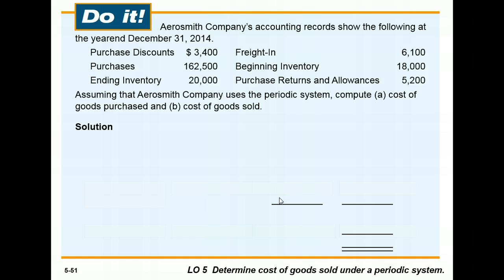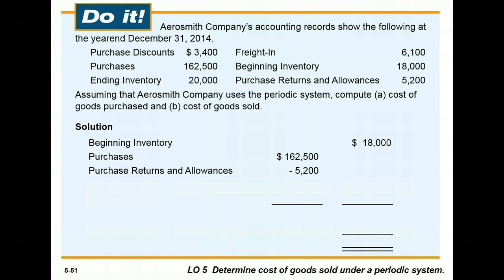So, Aerosmith Company's accounting records show the following at the year end, December 31st, 2014. It gives us our purchase discounts, our purchases, our ending inventory, our freight, beginning, and purchase returns. We are supposed to figure out the cost of goods purchased and the cost of goods sold. What's the first thing we're going to start with, guys? Beginning inventory balance, 18,000. What are we then going to add? Purchases. Purchases are 162.5.